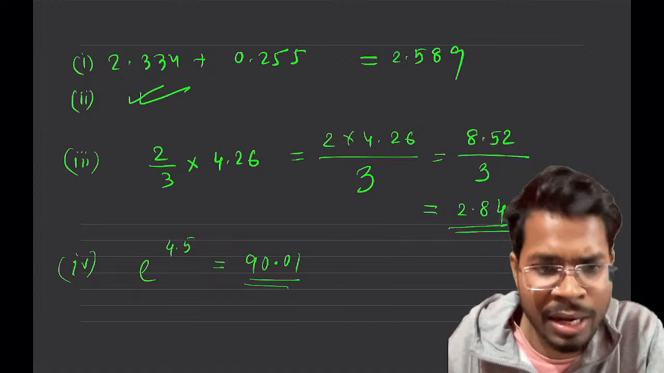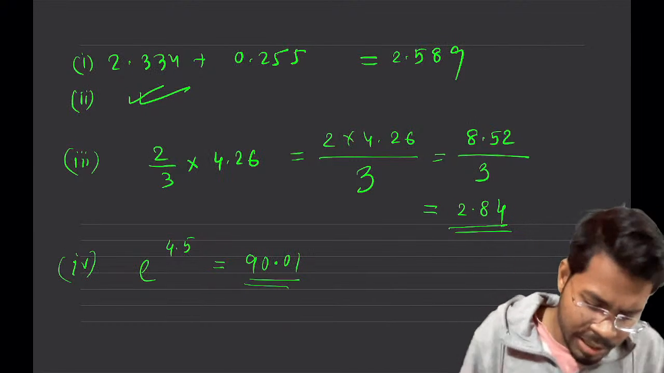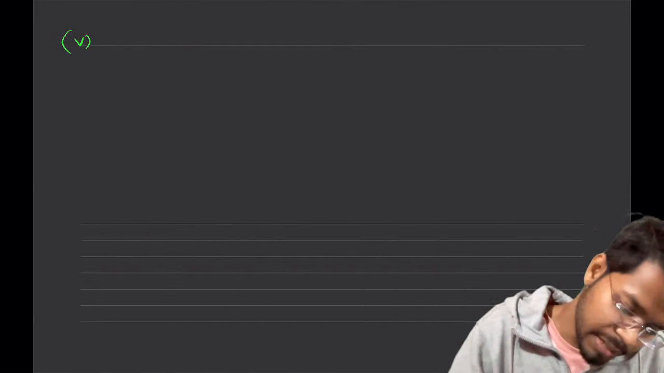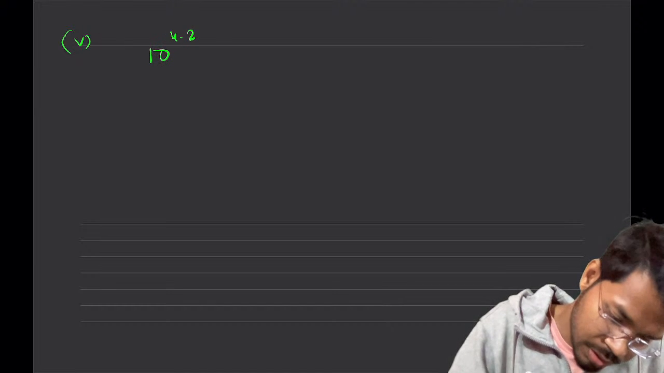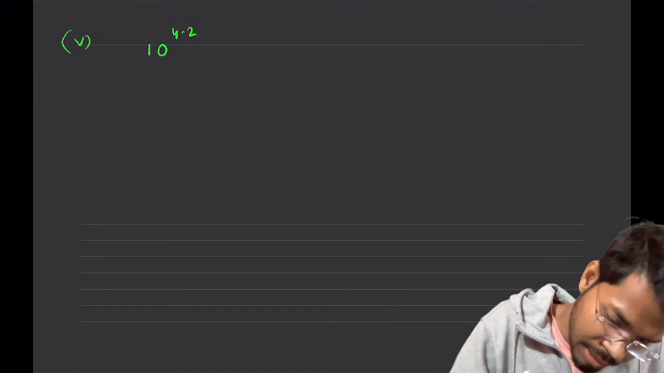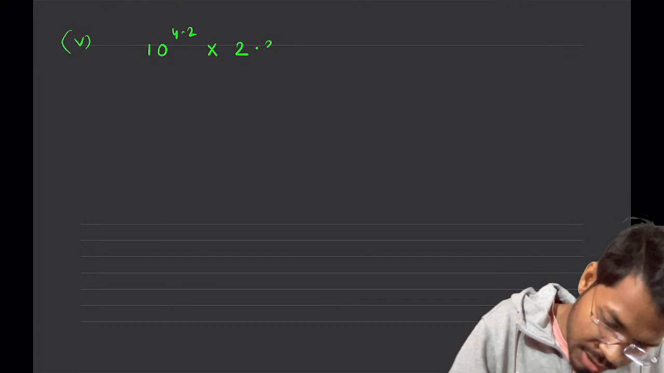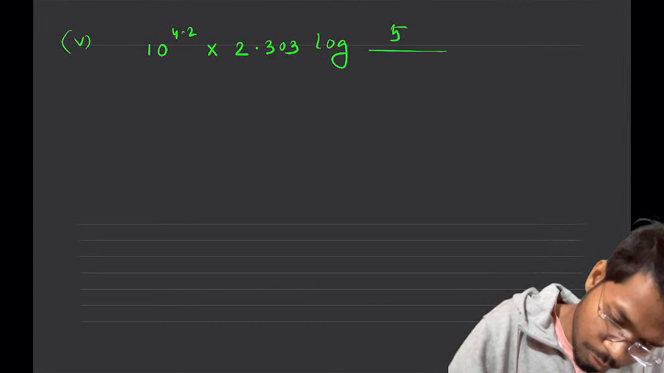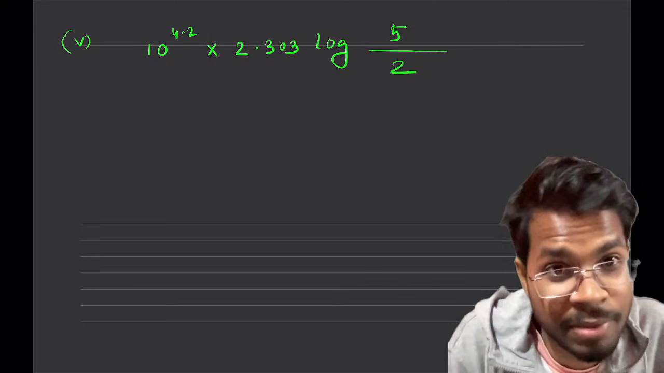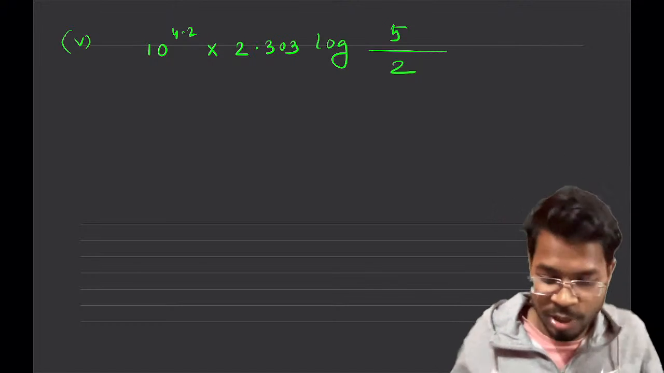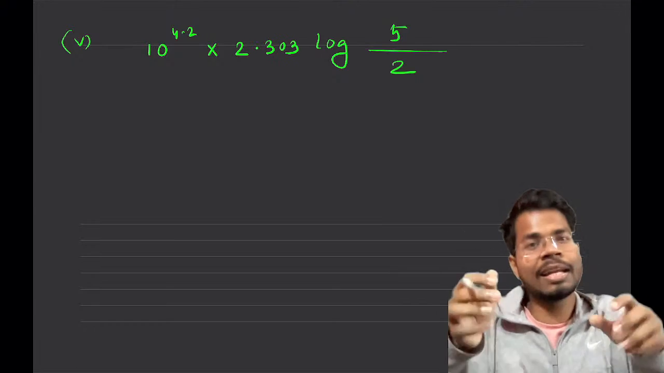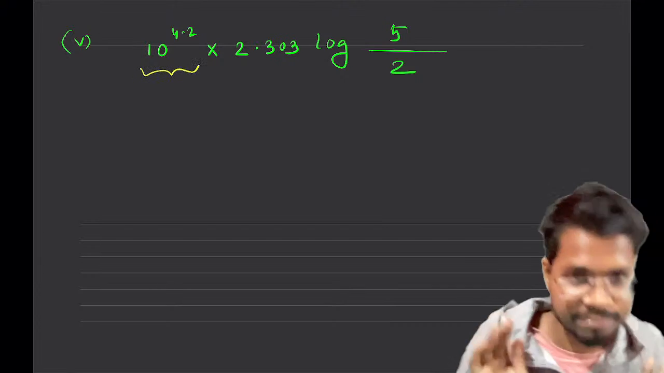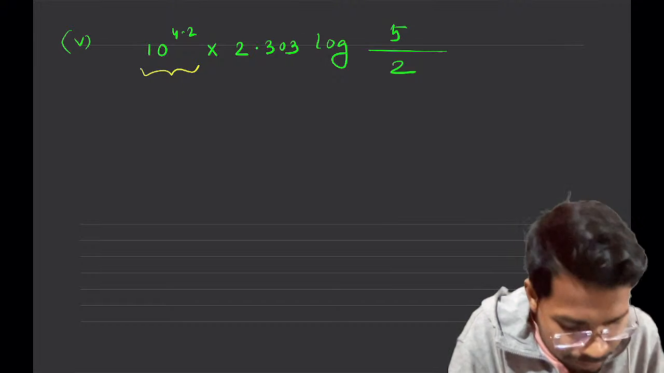Let me go back again and show you another example. Example number 5: suppose I want to calculate 10 to the power 4.2 multiplied by 2.303 log 5 by 2. Now I am giving you a very complicated example. Whenever you get such an example, do not expect that you will put everything in and get the answer, no. First of all, calculate the value of each part individually.